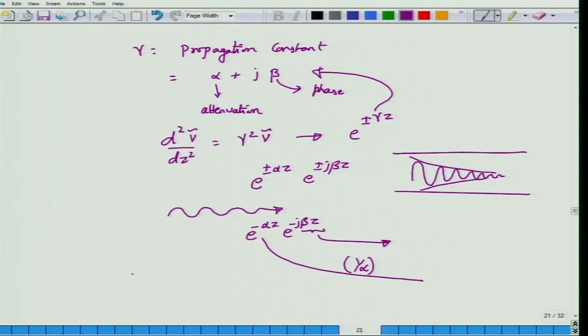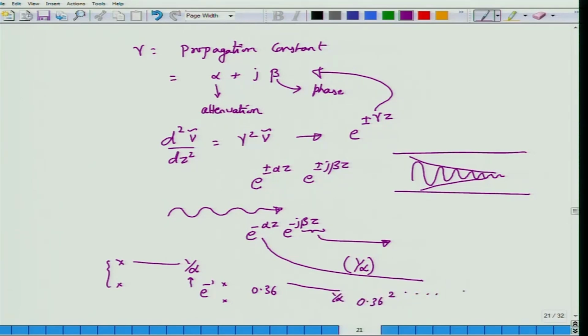If you start at one particular point on the transmission line and then move a distance of 1 by alpha, you know that the value would have dropped. The value of the voltage at this point would be just e to the power minus 1 times the voltage that we started out with here, which is about 0.36 times the value. If I go another 1 by alpha, the voltage would have dropped by 0.36 square.